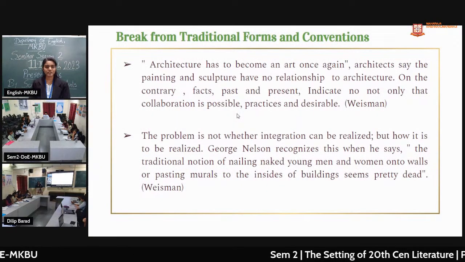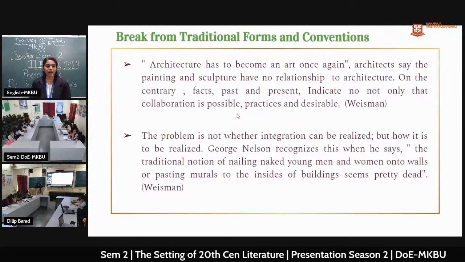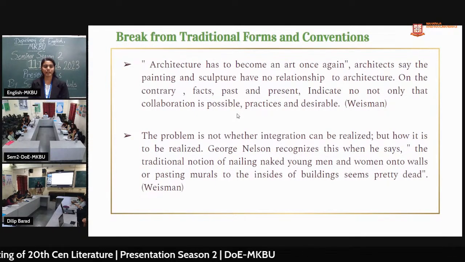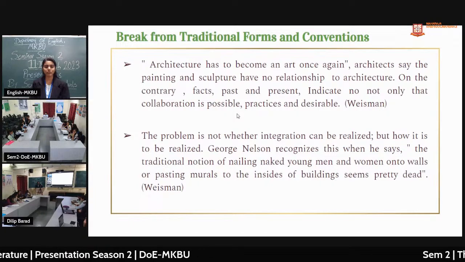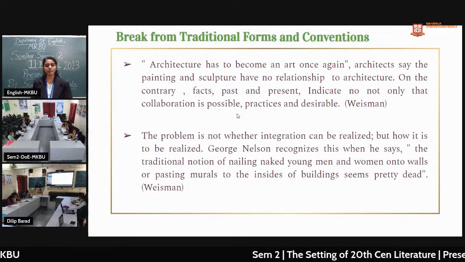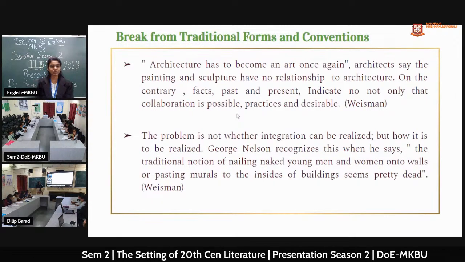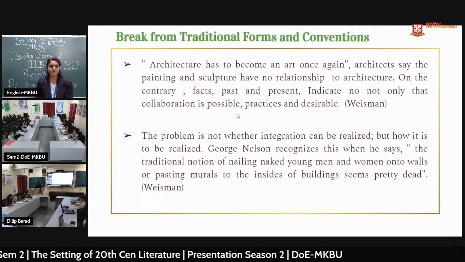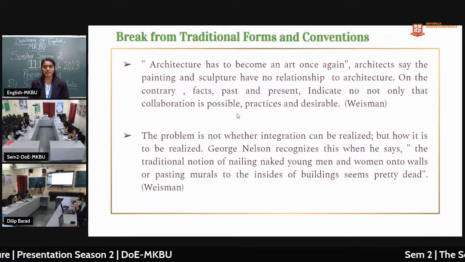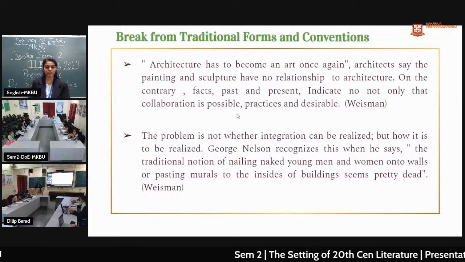Break from traditional forms and conventions. Architecture has to become an art once again. Architects say the painting and sculpture have no relationship to architecture. On the contrary, facts past and present indicate not only that collaboration is possible, but practicable and desirable. The problem is not whether integration can be realized, but how it is to be realized.